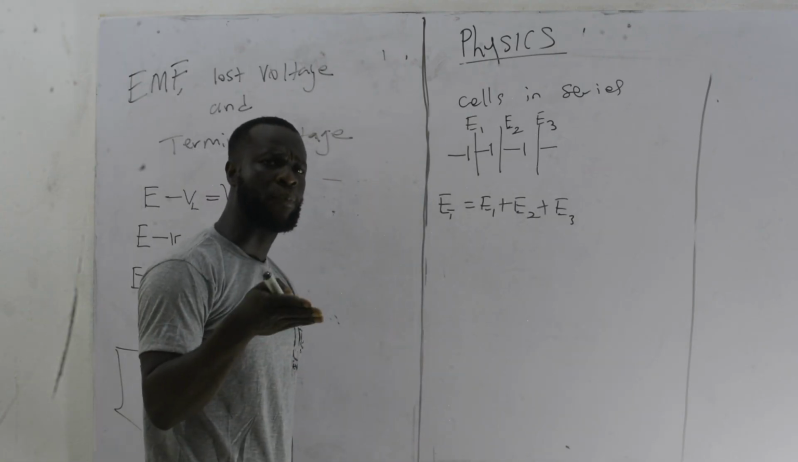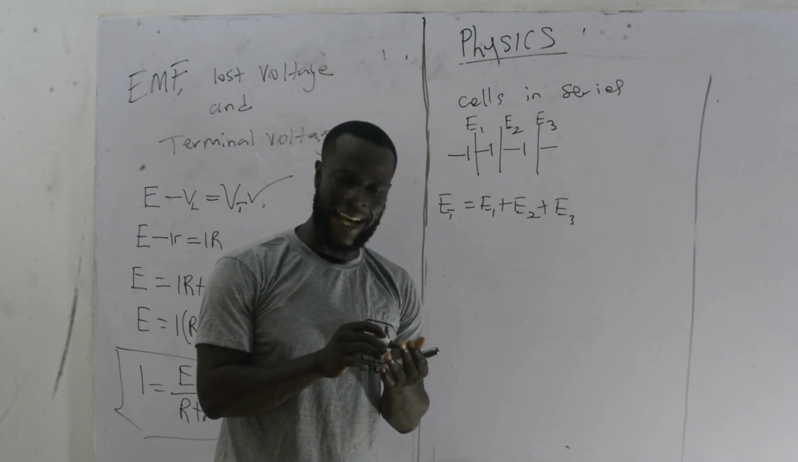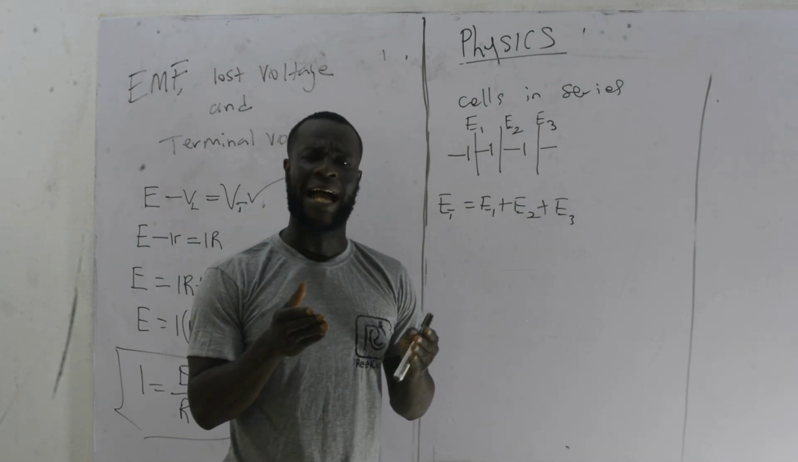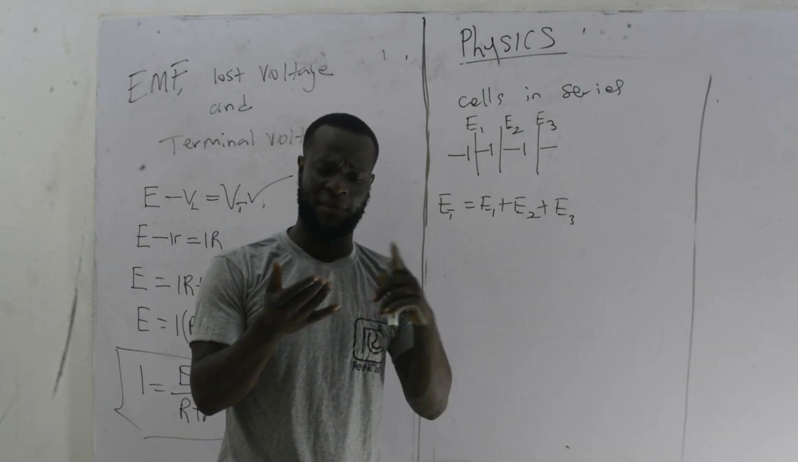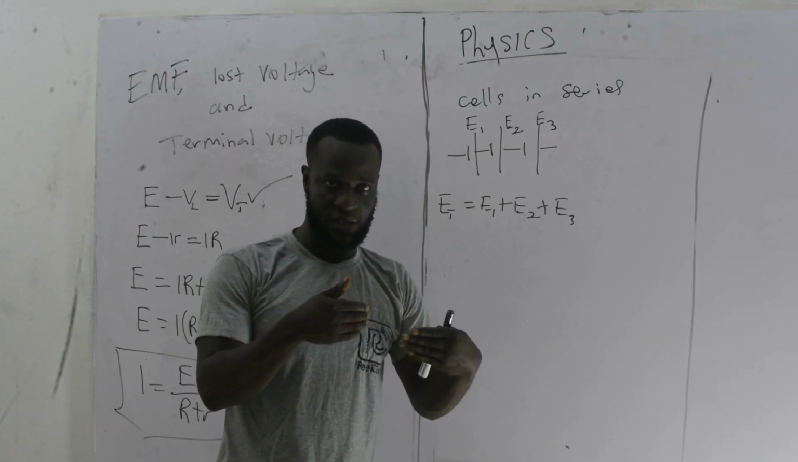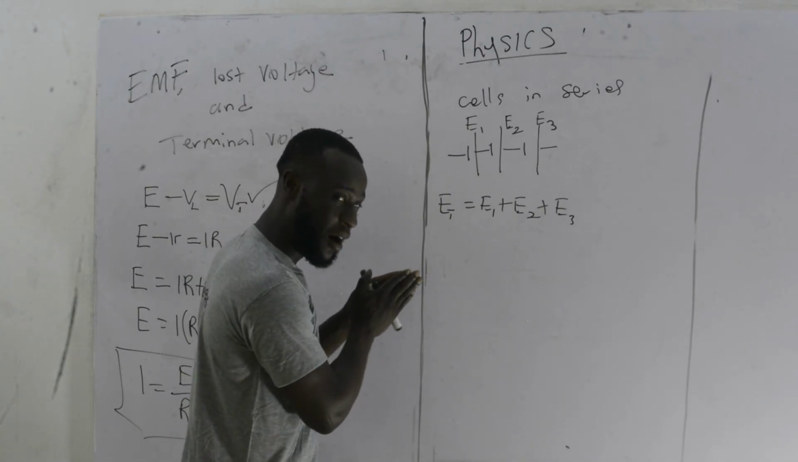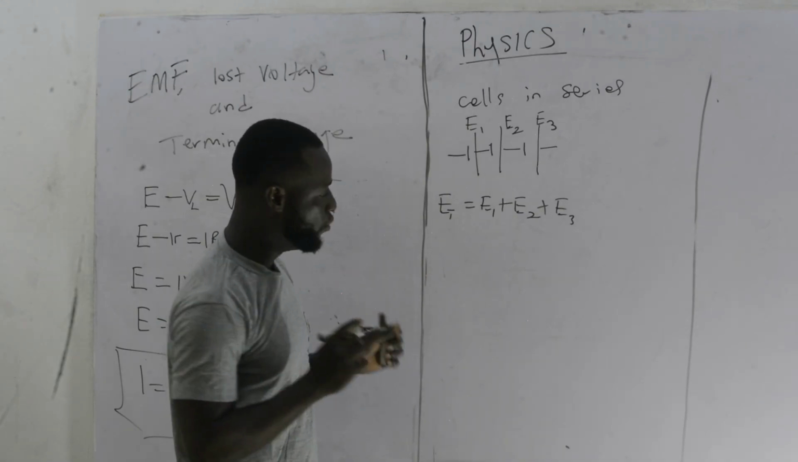However, what will happen if I connect the cells in parallel? At this level, we'll be looking at identical cells. I want to say identical cells will mean cells that have the same EMF and the same internal resistance, which means they are basically built of the same material. So if I have identical cells that are connected in parallel, this is an interesting thing that you're going to notice.